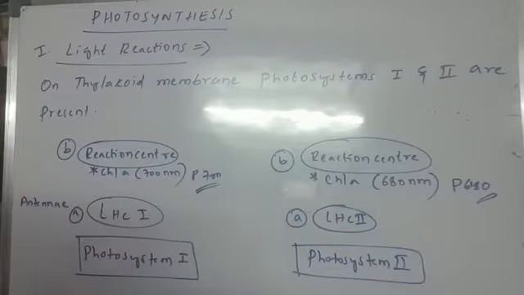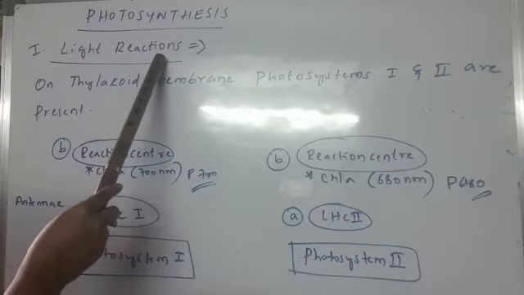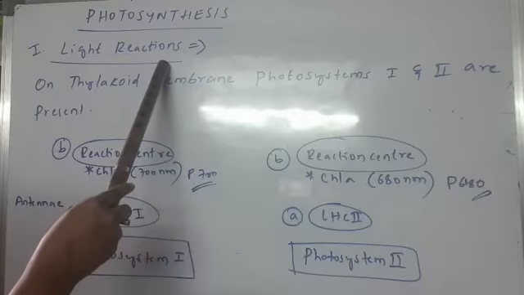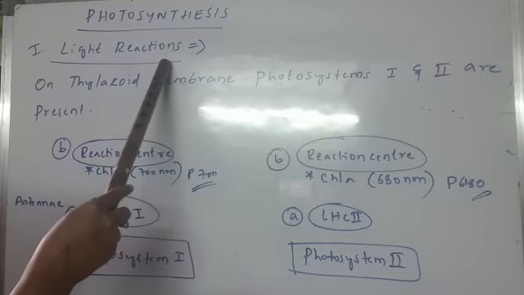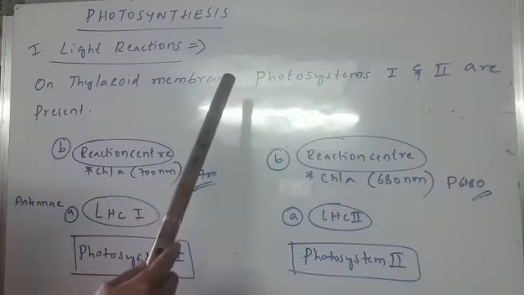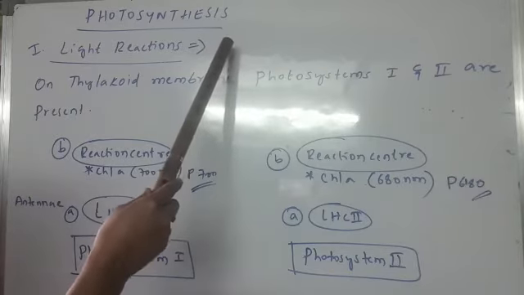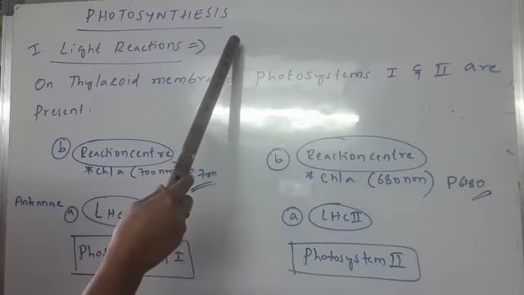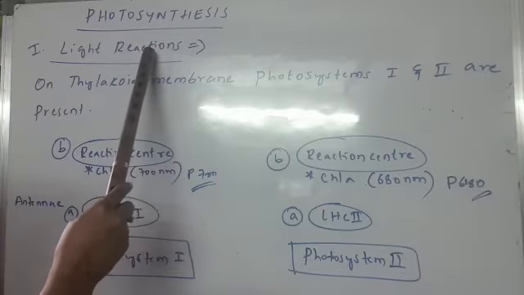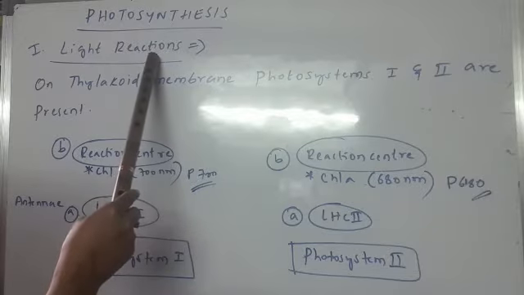In this class, we will discuss the first stage of photosynthesis, which is light reactions. Light reactions take place on the thylakoid membrane, and during these light reactions, light energy is converted into chemical energy. That chemical energy is ATP and NADPH plus H plus, which are considered assimilatory power. And during these light reactions, splitting of water takes place and oxygen is released.